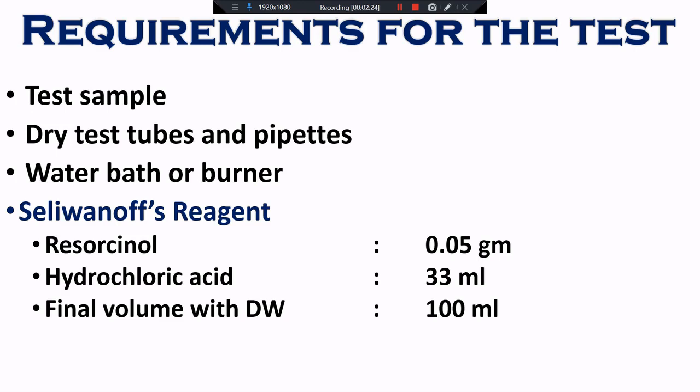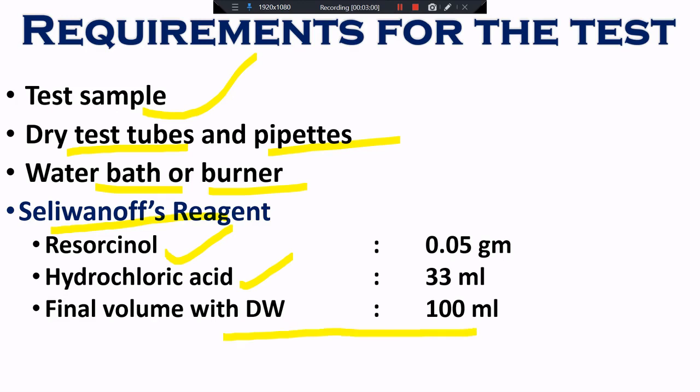For the test, we require the test sample, dry test tubes, pipettes, and a water bath or burner. We are going to prepare the Seliwanoff reagent. First, we require resorcinol, which is similar to the alpha naphthol used in the Molisch test, and hydrochloric acid, which is similar to the sulfuric acid used in the Molisch test. We use 0.05 gram of resorcinol and 33 ml of hydrochloric acid, and make the final volume up to 100 ml with distilled water. This is our Seliwanoff reagent.